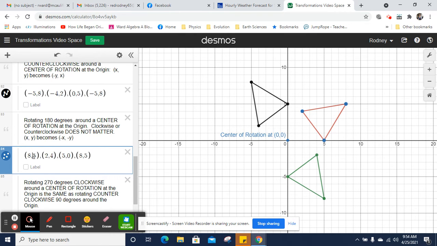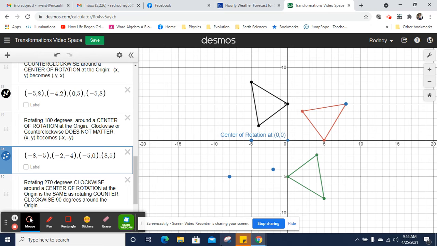So all I have to do is just change. I've just copied my original triangle, and I just need to change the signs of all of these. If they were negative, I'd be changing them to positive. But right now they're positive, so I'm changing them into negative.